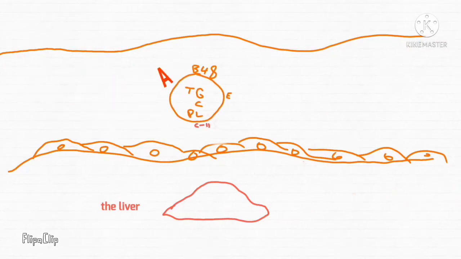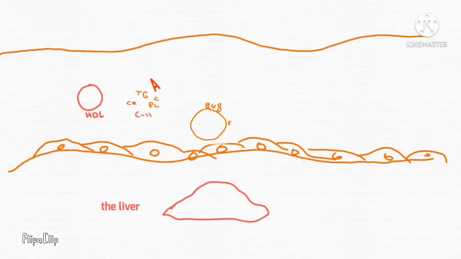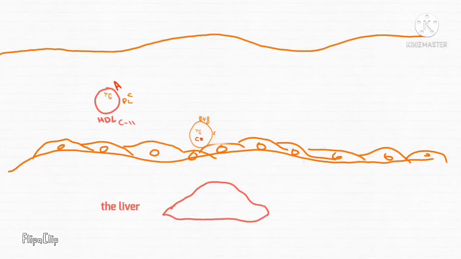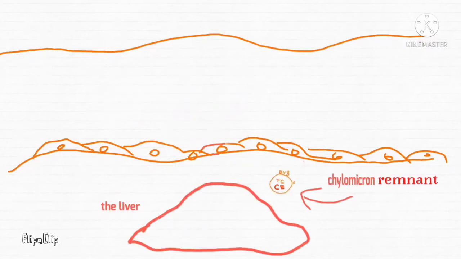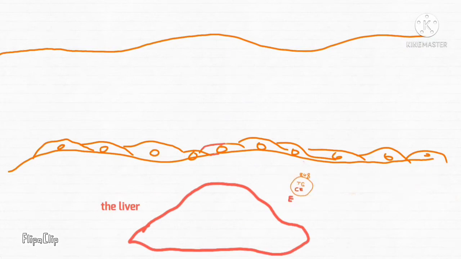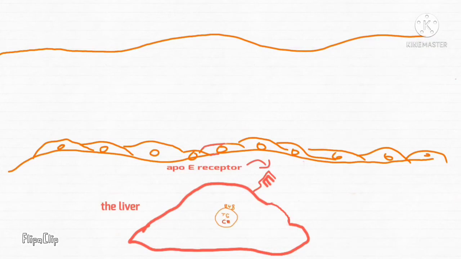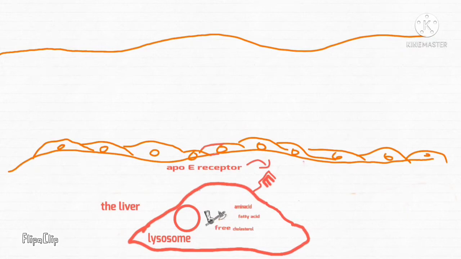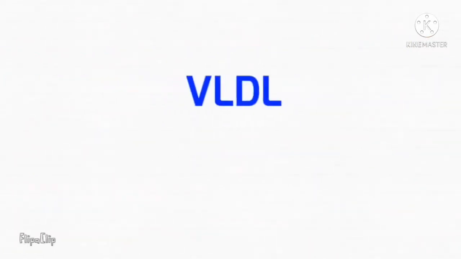It's taken up by the liver, but first, by the CETP, it exchanges cholesterol ester from HDL in exchange for triglyceride, phospholipid, and C2. Then cholesterol ester passes with chylomicron to the liver, and the chylomicron remnant uses the E apoprotein as a ligand for the ApoE receptor, which opens the gates for the uptake of the chylomicron remnant particle, which is destroyed by the lysosome, which produces amino acid, fatty acid, and free cholesterol.